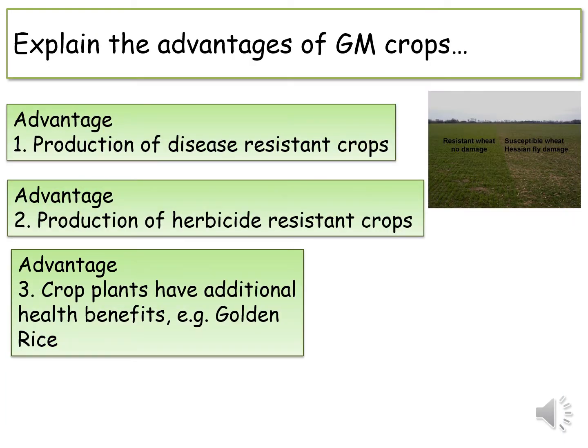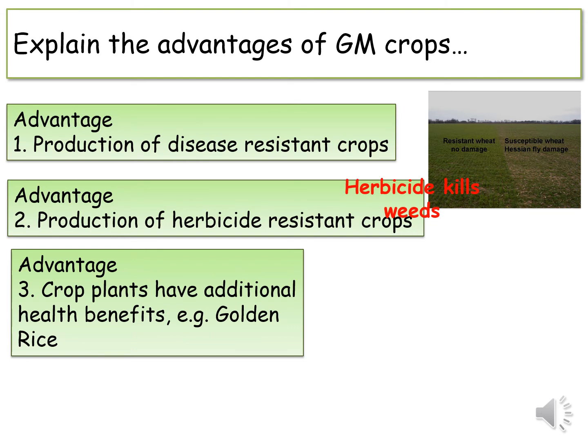Now that we've looked at what genetically modified or genetically engineered organisms are, and we've also looked at the process, we need to move on to the advantages and disadvantages. Starting off with the advantages, it's because of production of disease resistant crops. What we mean by that is we end up with crops which don't have the disease, which equally means lots of crops. Secondly, we can use production of herbicide resistant crops.